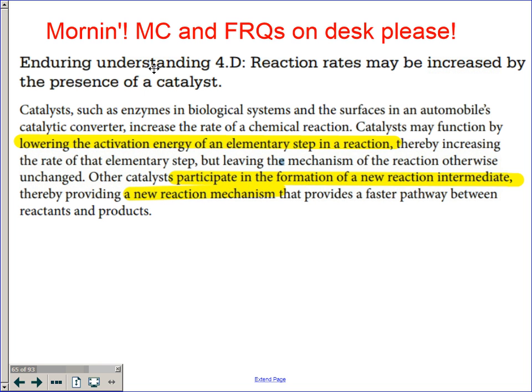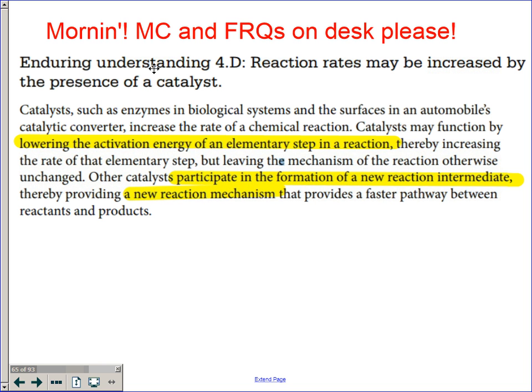Thank you. All right, so two things I just want to talk about here, and this is actually from the AP Chemistry curriculum guide. You can always go read that in your free time. It's like 350 pages, but you can do it in snippets, right? So do you know that the activation energy of a single elementary step is what it's lowering? Okay, so that's one option of what a catalyst will do. I have a picture of that in just a second.